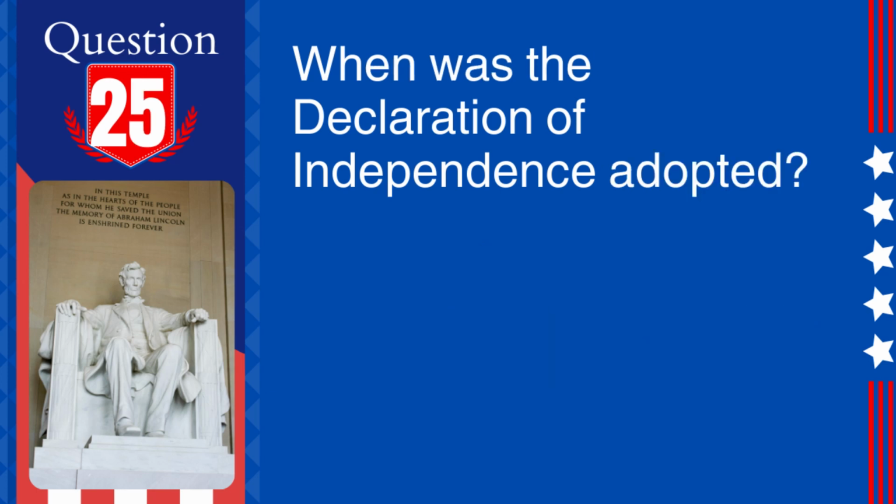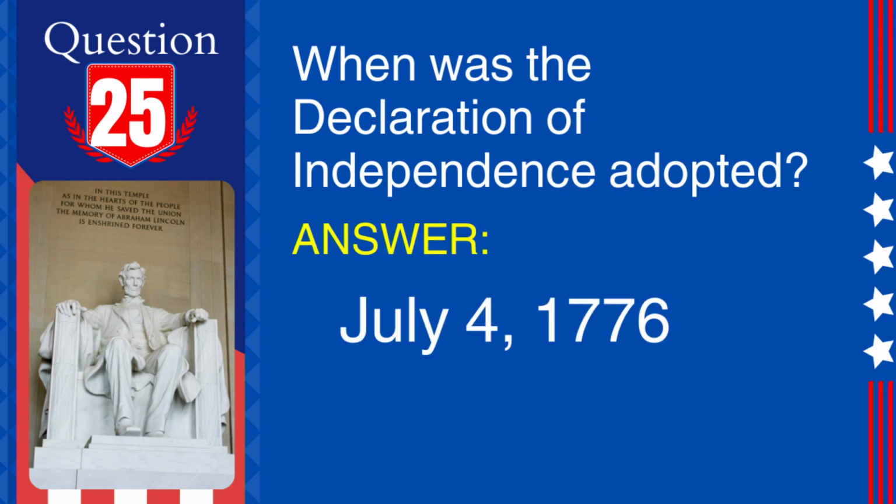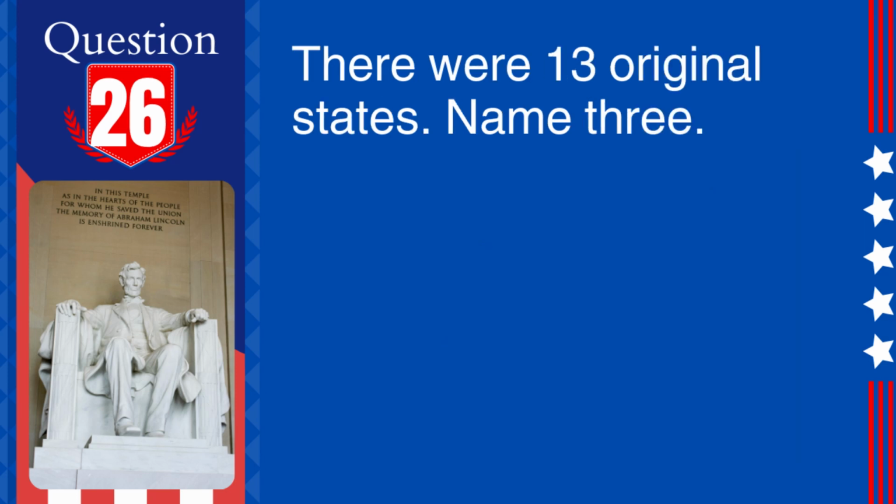25. Question. When was the Declaration of Independence adopted? Answer. July 4, 1776. Explanation. The Declaration of Independence was adopted by the Continental Congress on this date, marking the birth of the United States. 26. Question. There were 13 original states. Name 3.